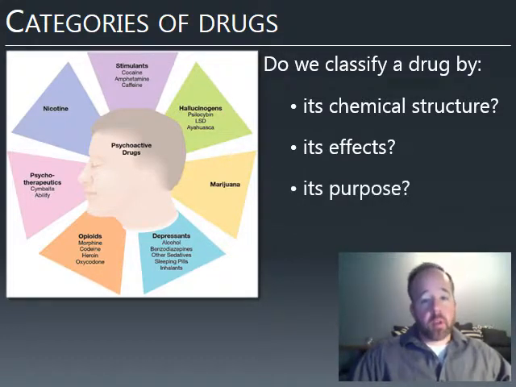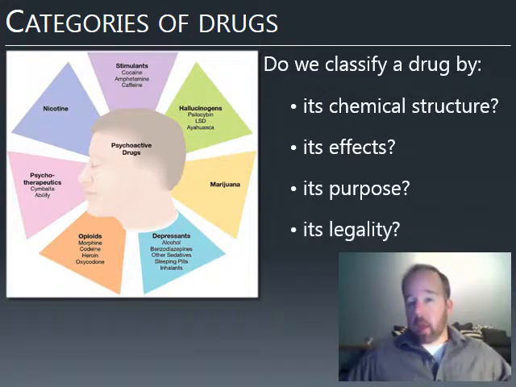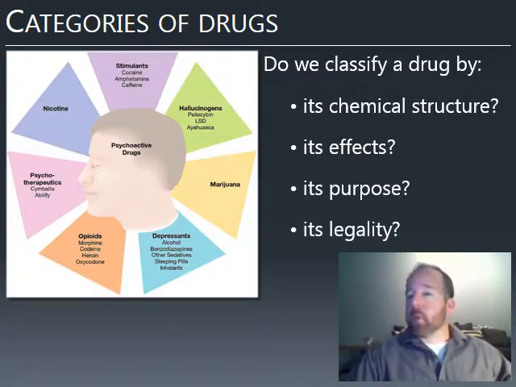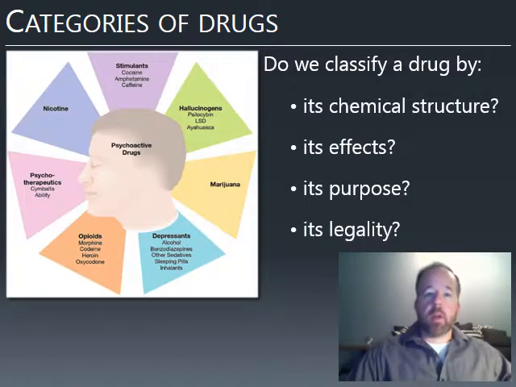Its purpose. So some drugs may have a variety of effects, and another drug may have very limited effects, but they're intended for the same thing. They could both be pain relievers. Some pain relievers have more effects than others. So do we categorize them by what they're intended for? What about their legality? So that's sort of a social perspective. Do we talk about drugs and categorize them based on whether they're legal or not?